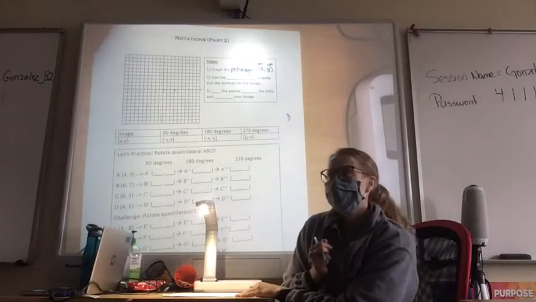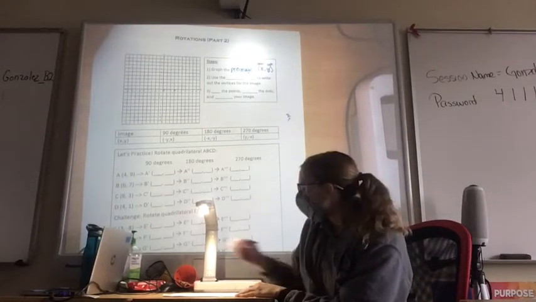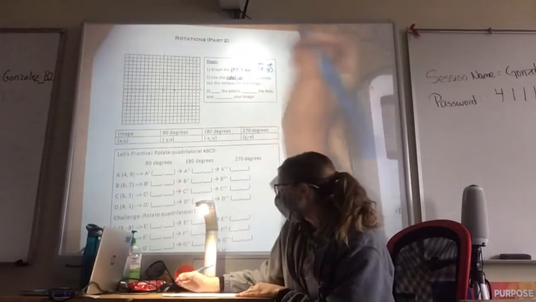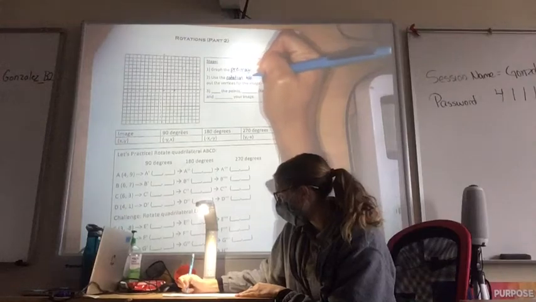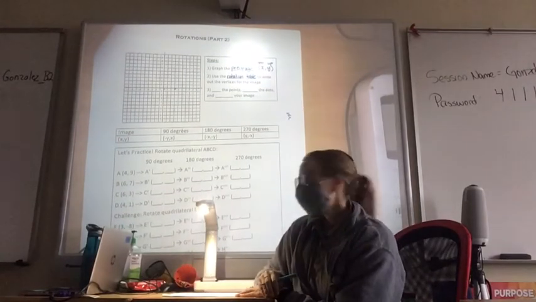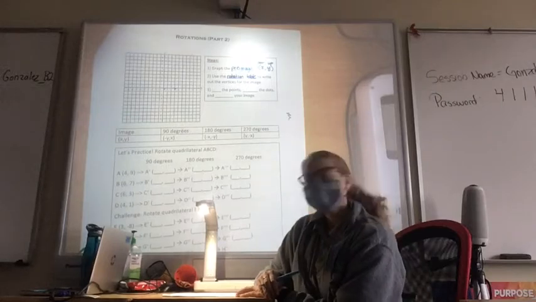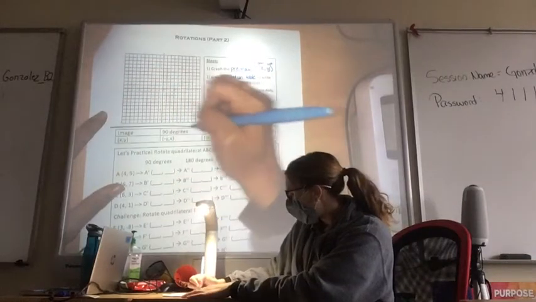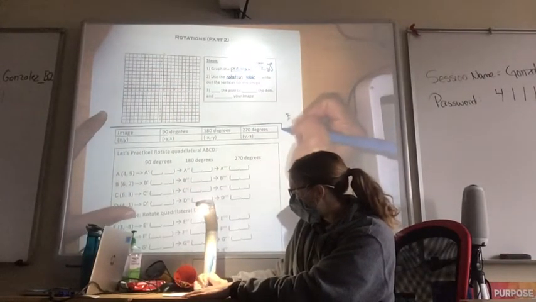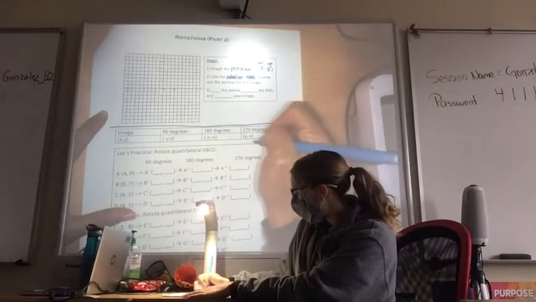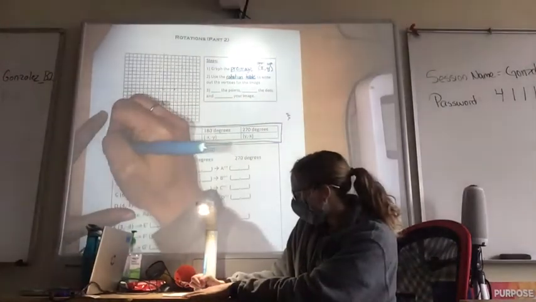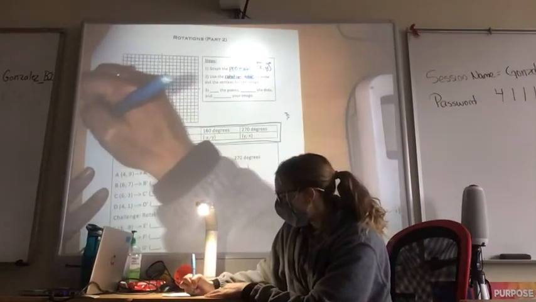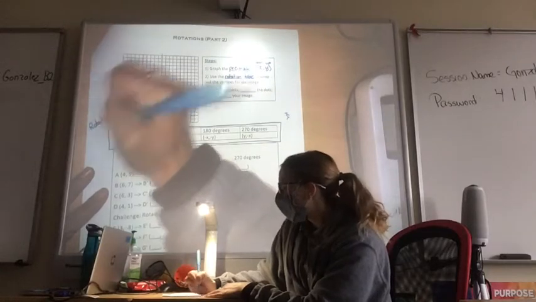Our next step is we are going to use a rotation table to write the vertices for the image. Check this out. Take a look at what I'm putting a box around. This is my rotation table.